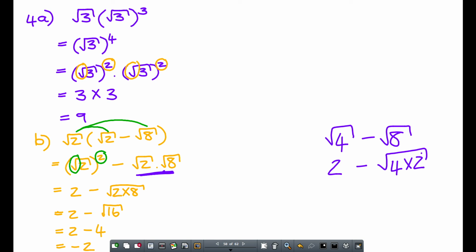Do you know where I got that, the 8 inside that root? I just broke the 8 up and said 8 is the same as 4 times 2. You still fine?